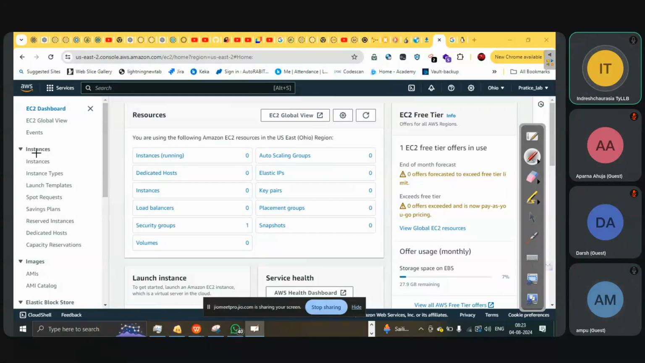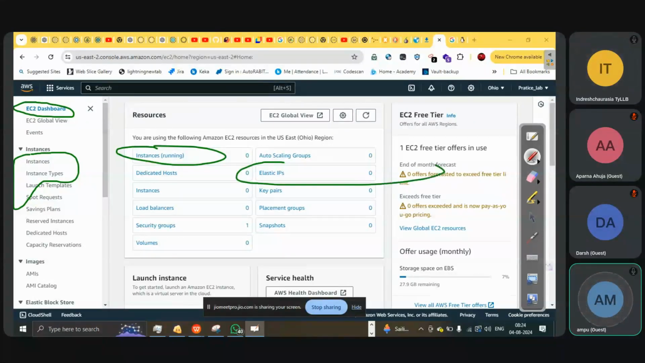See here, nothing but an instance. When I say instance, it is an EC2 server. Here you are going to set up your server. So you are going to give the public IP address. Now you are going to see.